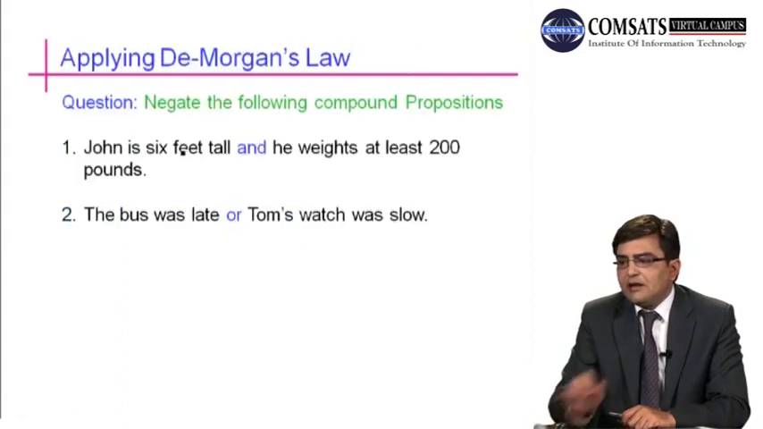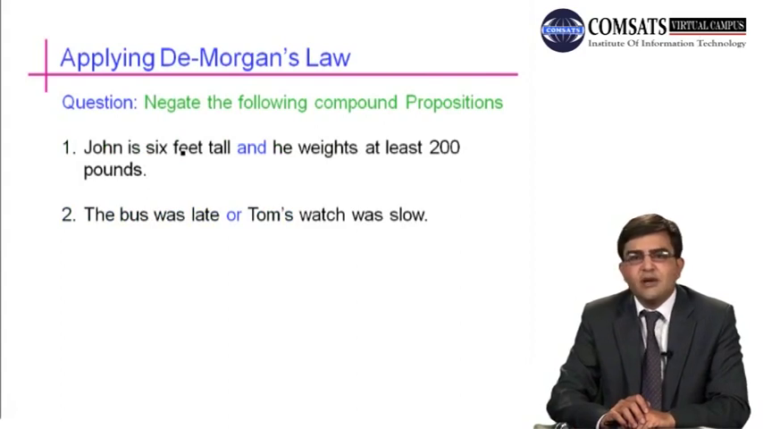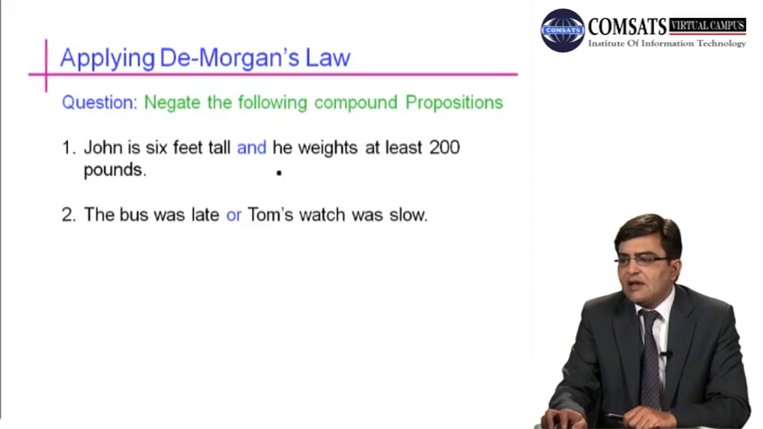For example, how can we negate the following compound proposition by using De Morgan's laws? The first example is: John is 6 feet tall and he weighs at least 200 pounds. Here we can see that we have two propositions. The first proposition is John is 6 feet tall, and there is the sign of conjunction here, and the second proposition is he weighs at least 200 pounds.